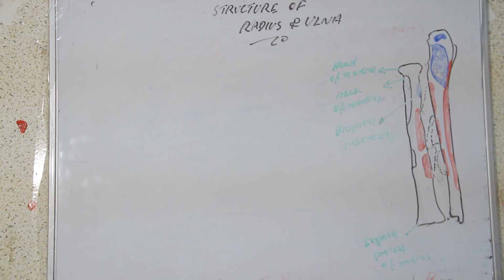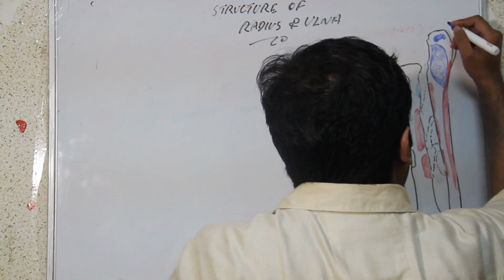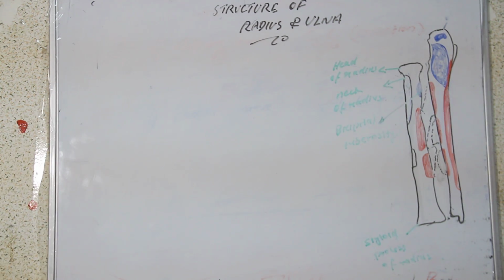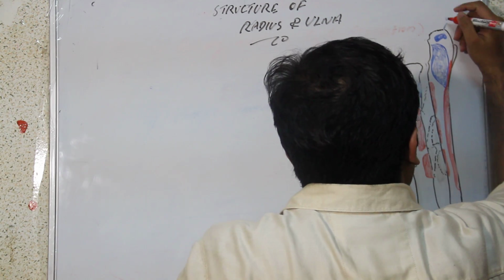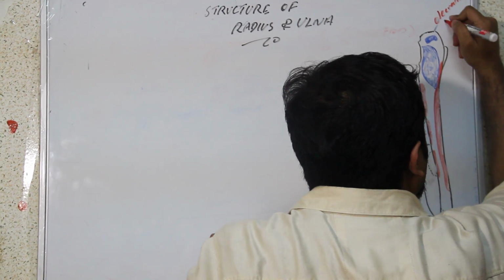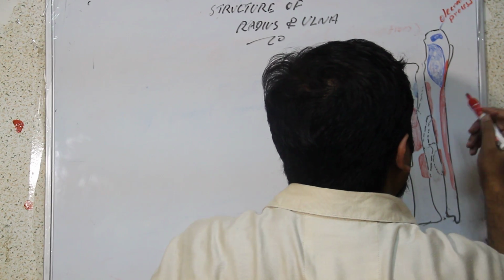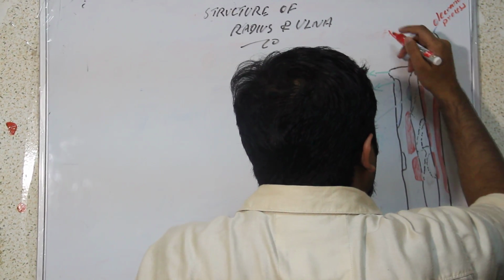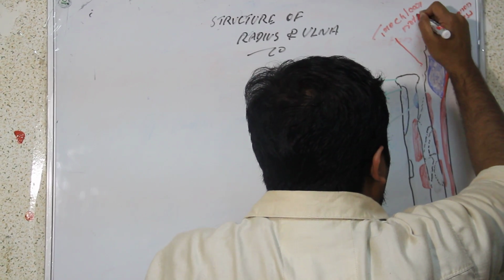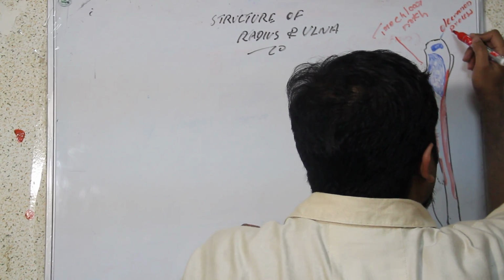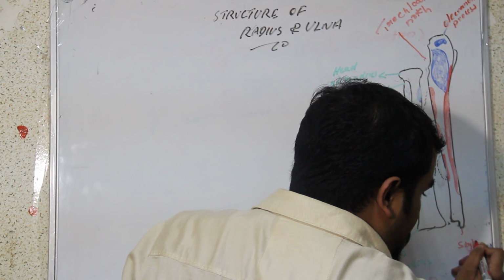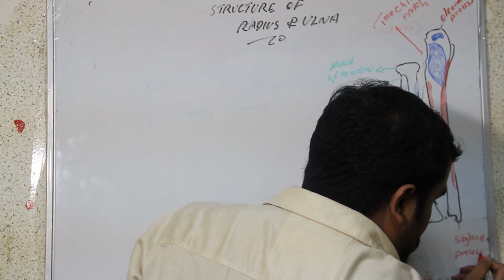For the ulna bone, we have a process known as the olecranon process. It is a beak-like process in the ulna, in the proximal region. This notch in the ulna is known as the trochlear notch. The olecranon process is here, the trochlear notch here. Then here we have the styloid process of the ulna.